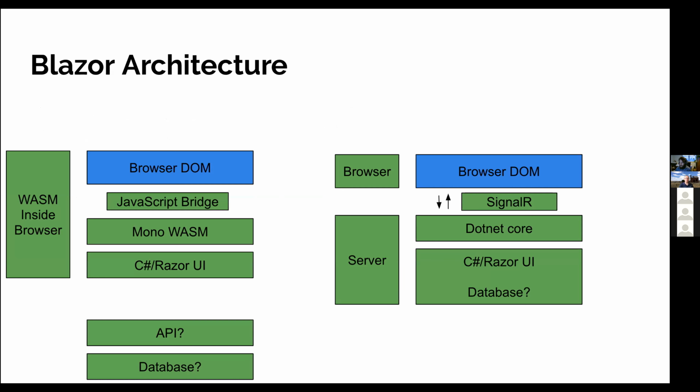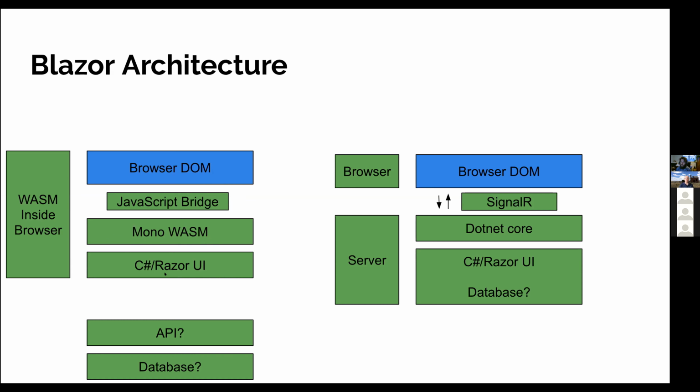Here's an overview of what that stack looks like. On the left, we've got our WebAssembly. You've got the browser DOM, that's all your HTML tags that you've been working with in any kind of web project. Underneath that is a JavaScript bridge, which you can almost pretend doesn't exist, but it is an important part of how it works. The runtime that all of our .NET is running in is Mono in WASM, WebAssembly. So running inside the browser really is the key there.